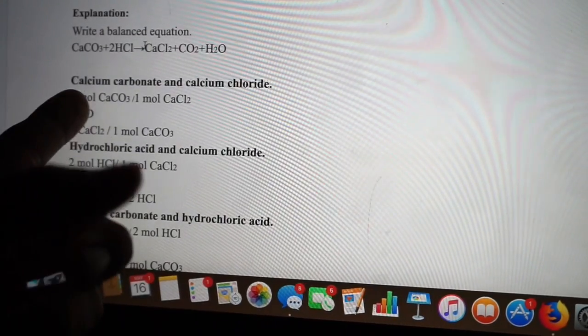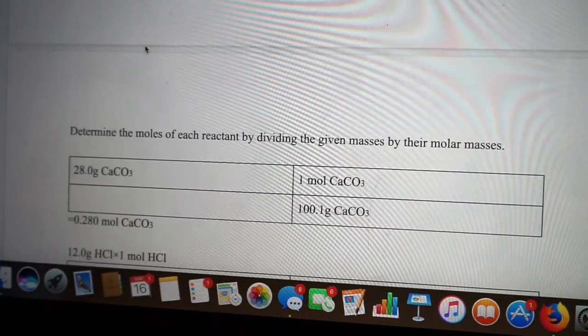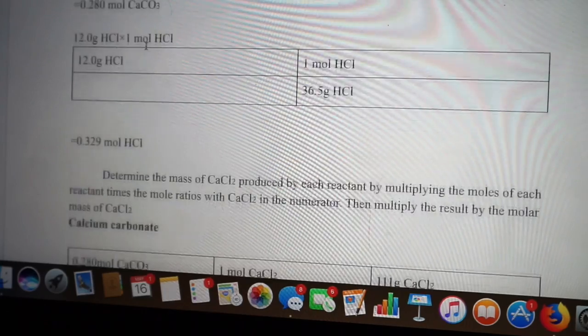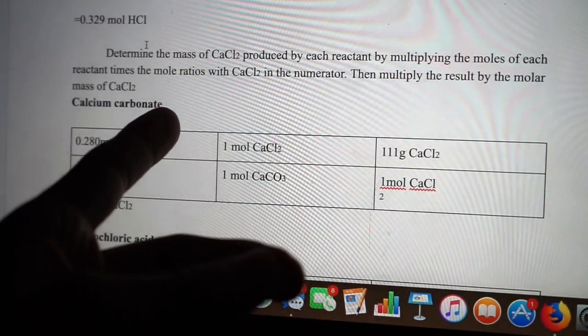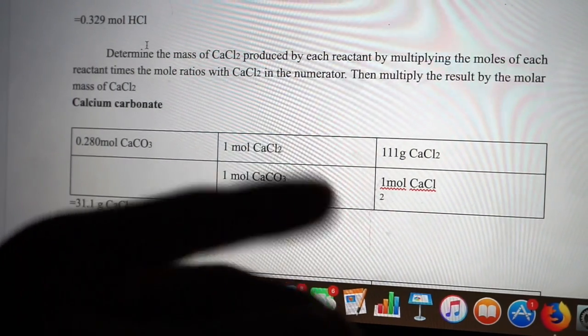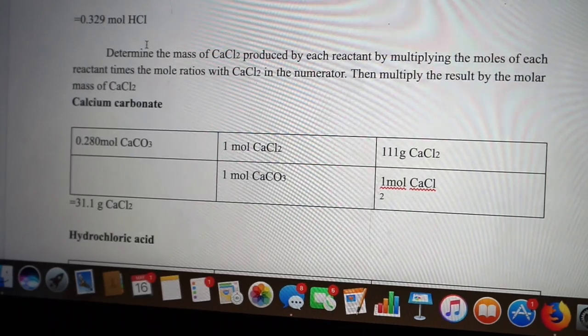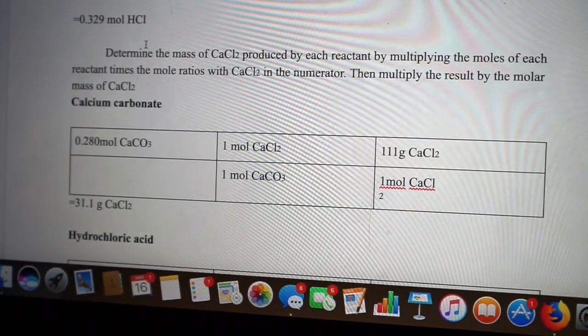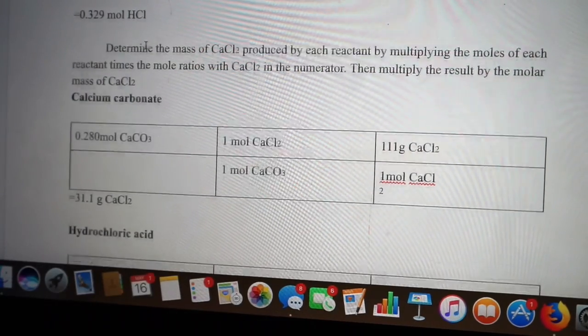So here's our balanced equation previously stated, and we use this to find how many moles were in each reactant. Then after that, we determine the mass of the calcium chloride by multiplying the moles of each of the reactants times the mole ratio with the calcium chloride in the numerator, and then we multiply the result by the molar mass of the calcium chloride.